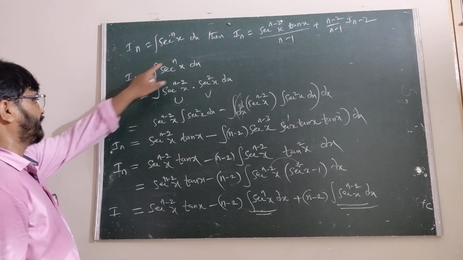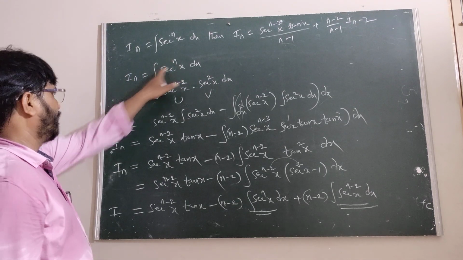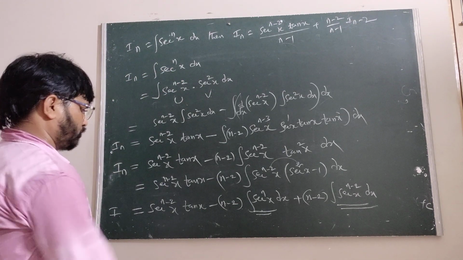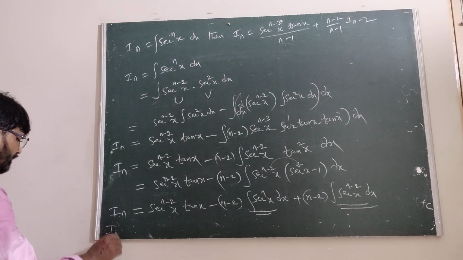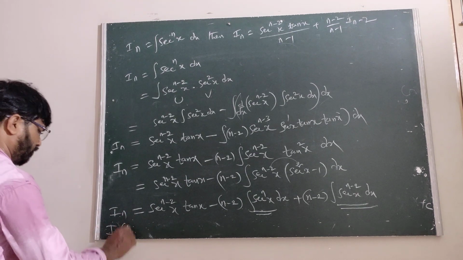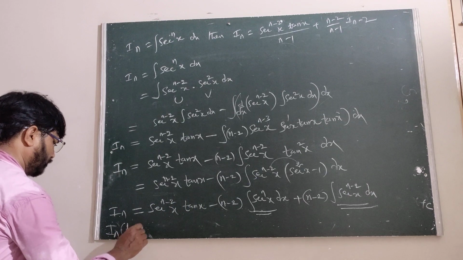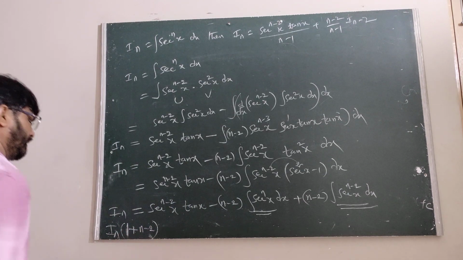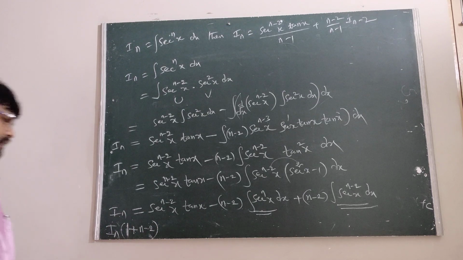I n means secant power n x. If the suffix is n, secant power n x. I n minus 2, secant power n minus 2. Now this is sent to the other side. We take the common factor I n. Now this is 1 minus of n plus 2, that is plus n minus 2.